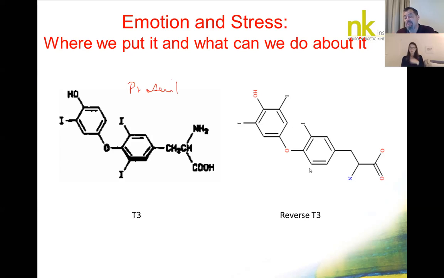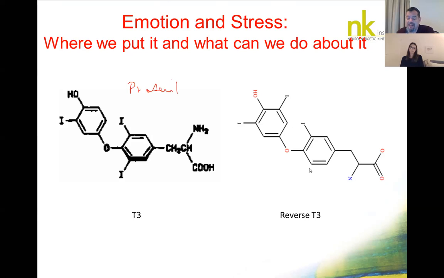T3 binds to the receptor and activates it. So therefore, when T3 binds to its receptor, you get gene expression from all the metabolic proteins that promote metabolism.